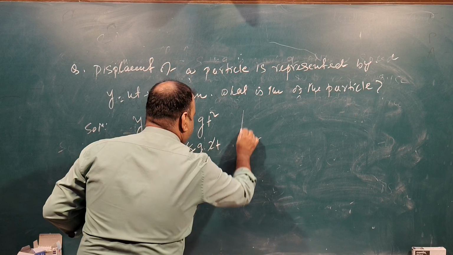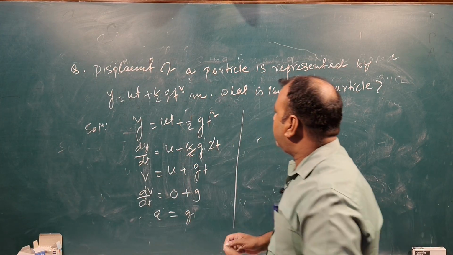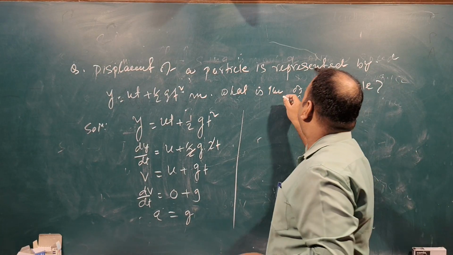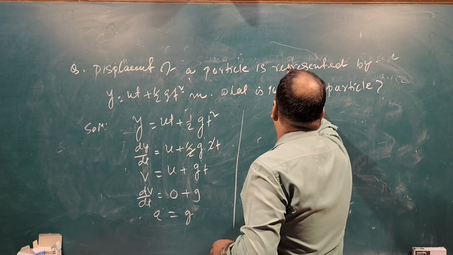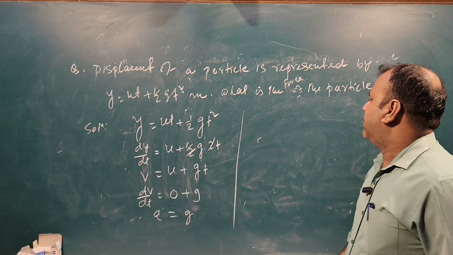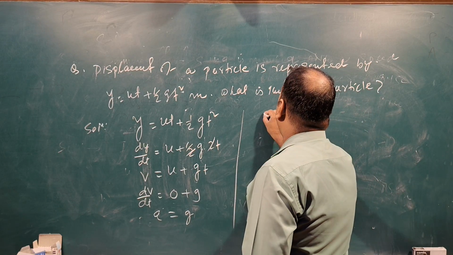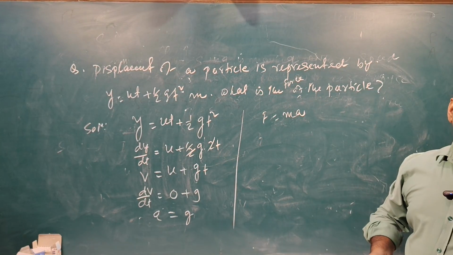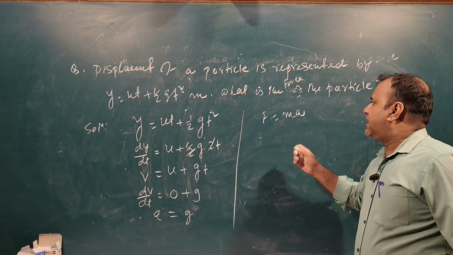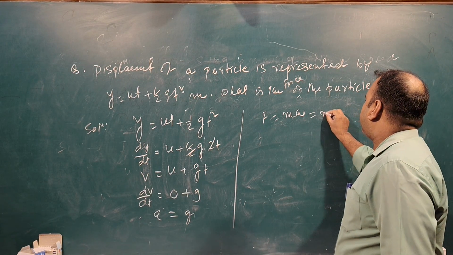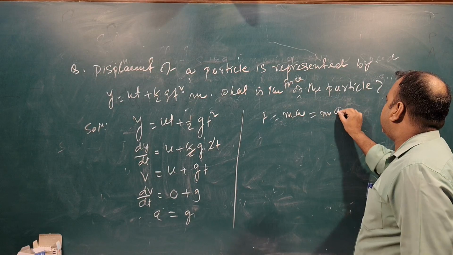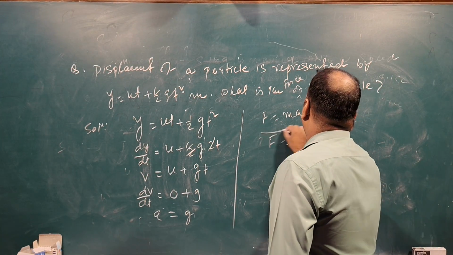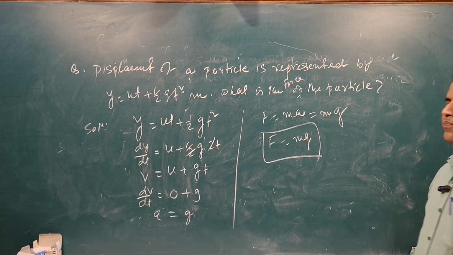Remember, we have to calculate the force of the particle. Already you know force F = ma. So if the mass of the particle is m and the acceleration is g, the total force will be mg. This is the formula.